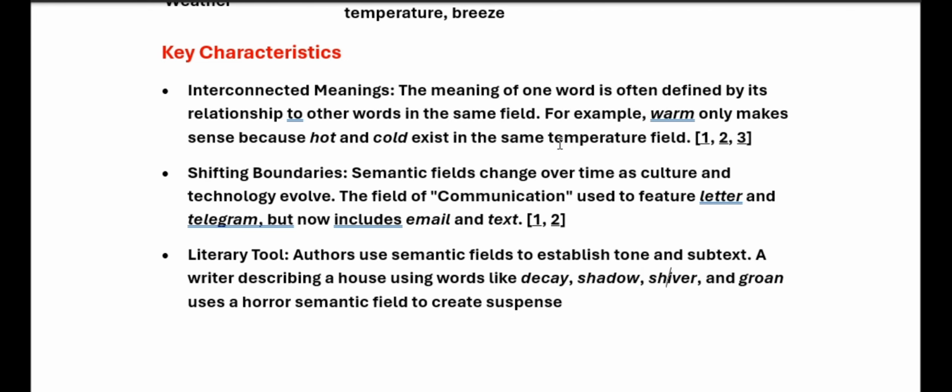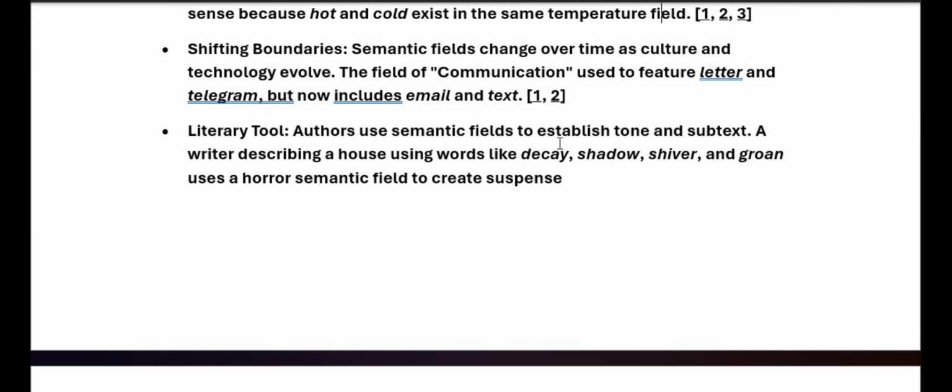Okay. Shifting boundaries. Semantic fields change over time as culture and technology evolve. The field of communication used to feature letter and telegram, but now includes email and text. It means the semantic field is not constant. The words are being invented, being generated, and new concepts are evolving. Like at first, the communication field did not include social media, but now there is Instagram where communication is happening. So it means the semantic field evolved.